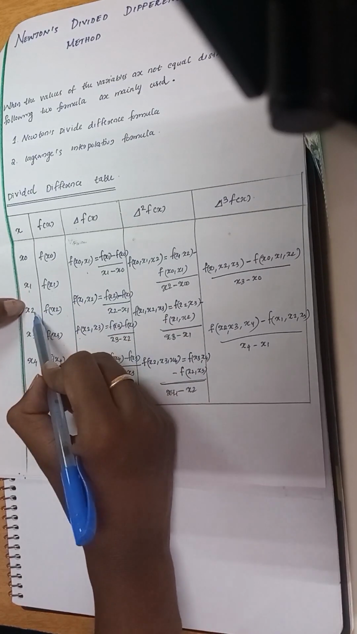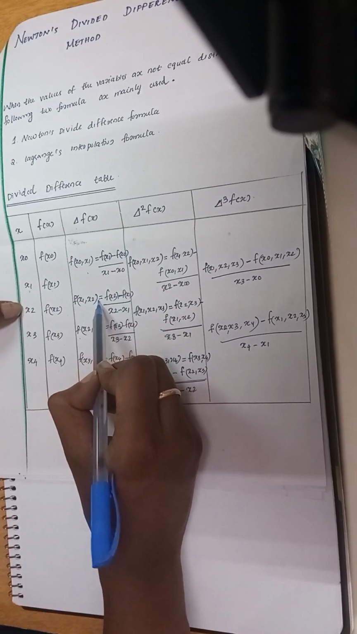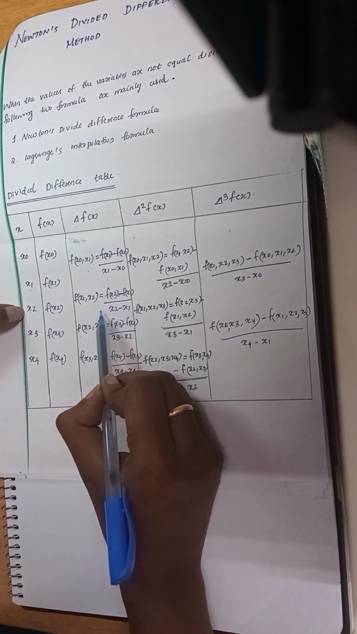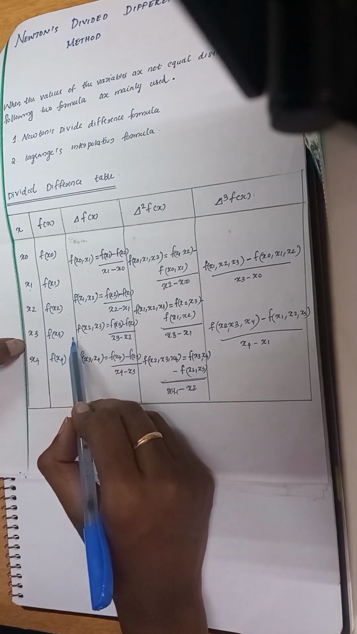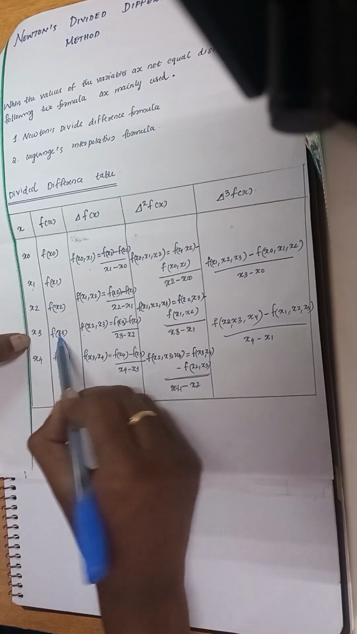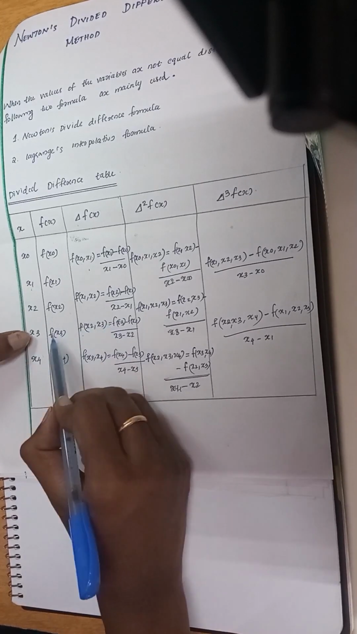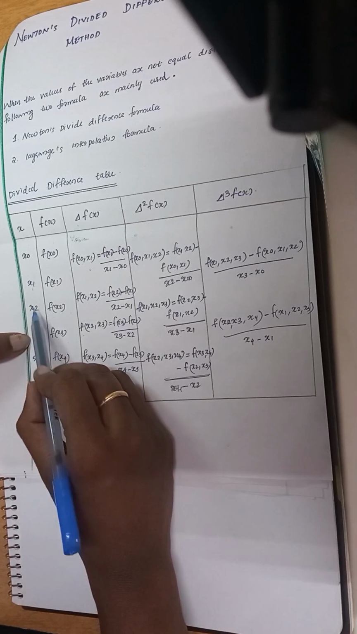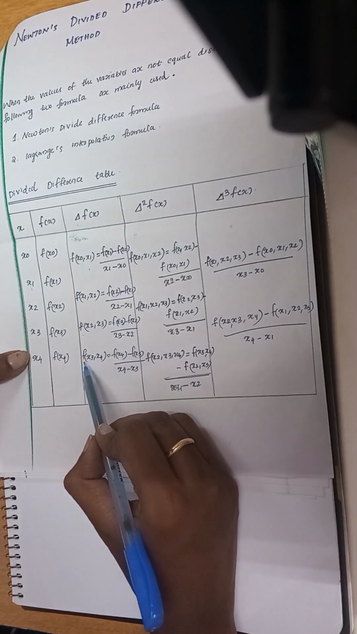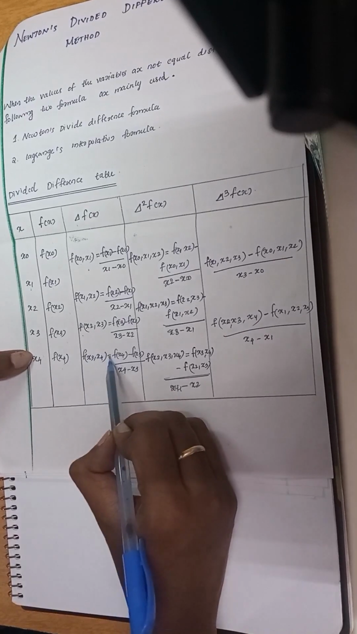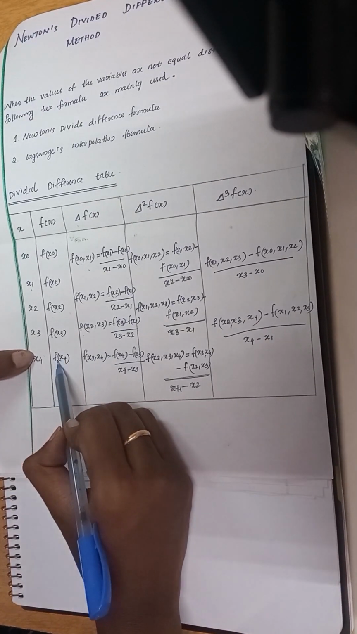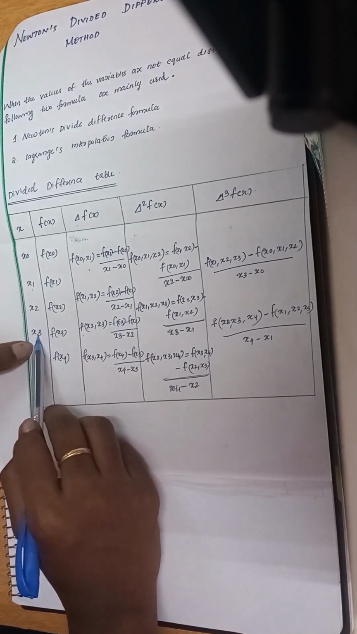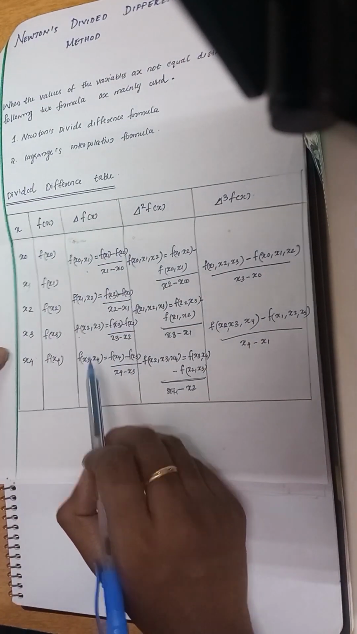Similarly, we can write f of x1 comma x2, that is equal to f of x2 minus f of x1 divided by x2 minus x1. Also, f of x2 comma x3 can be written as f of x3 minus f of x2 divided by x3 minus x2, and f of x3 comma x4 is equal to f of x4 minus f of x3 divided by x4 minus x3. This is the first divided difference.